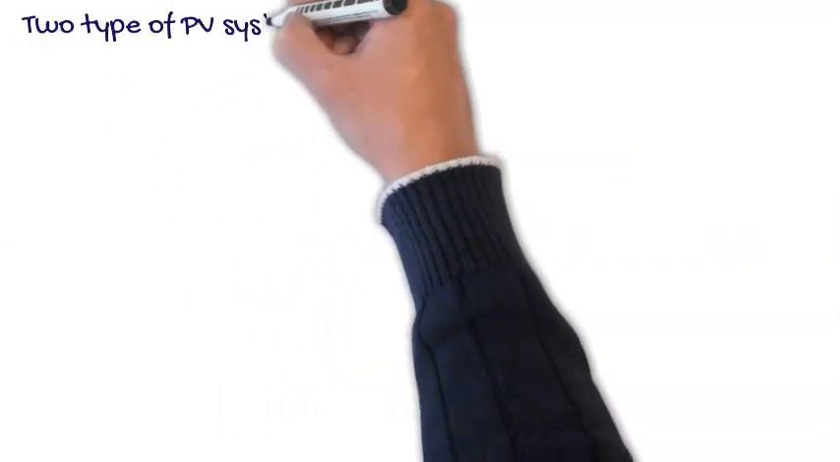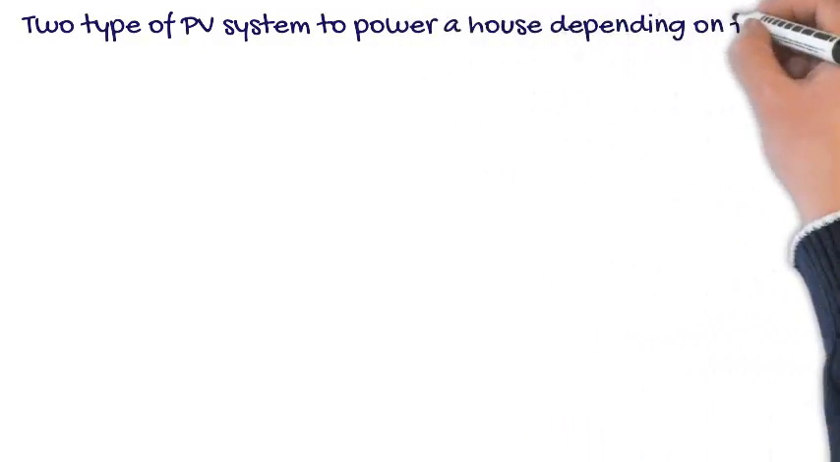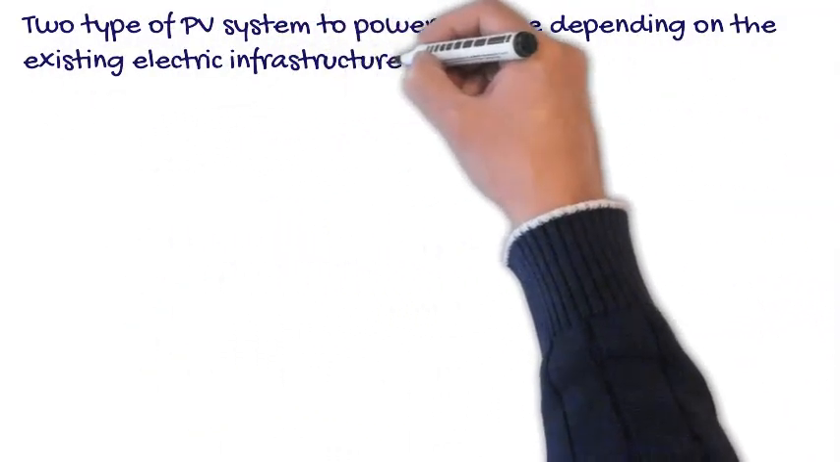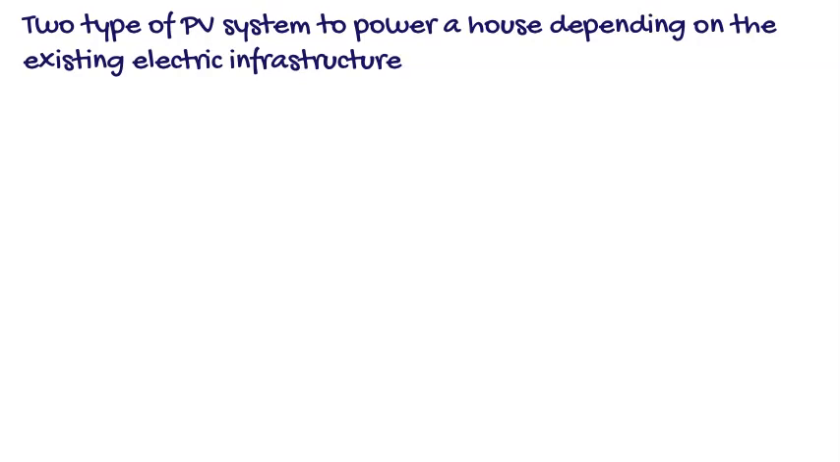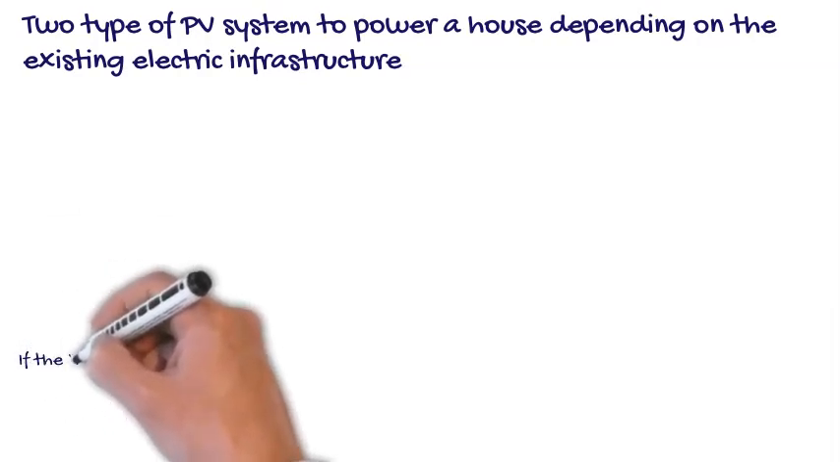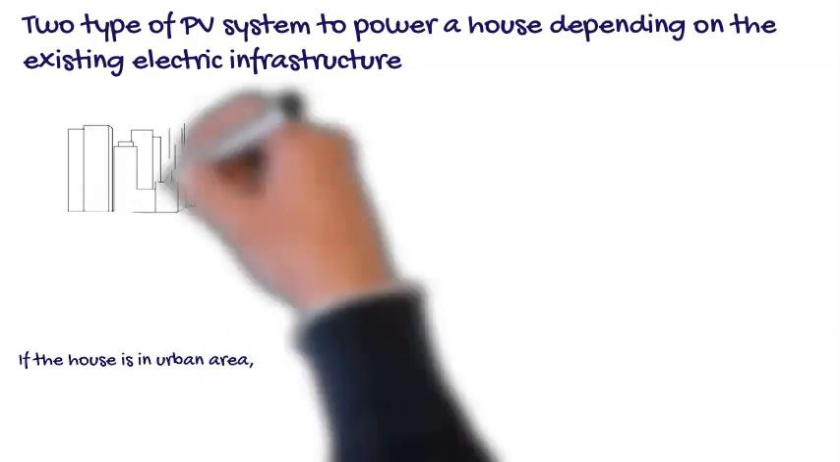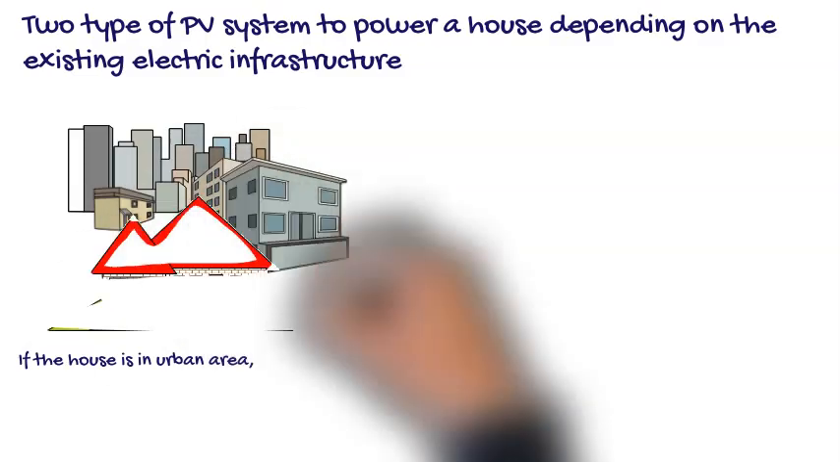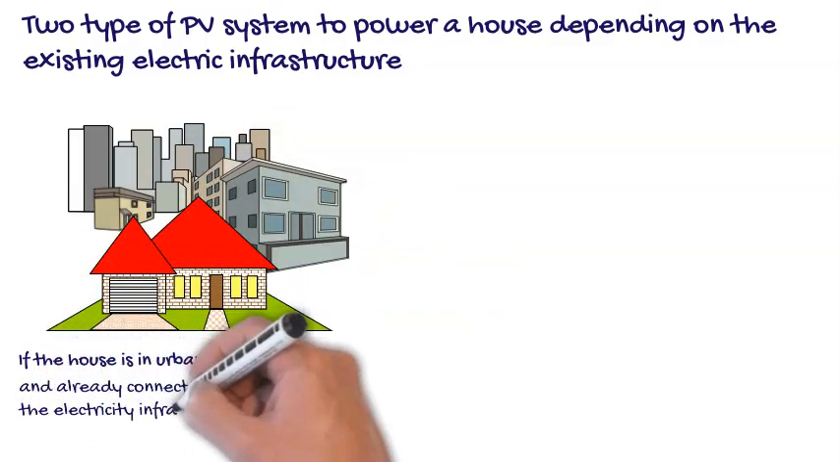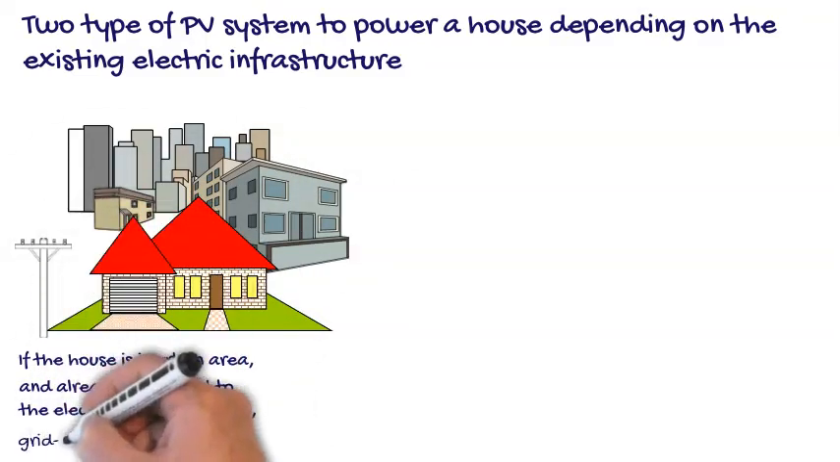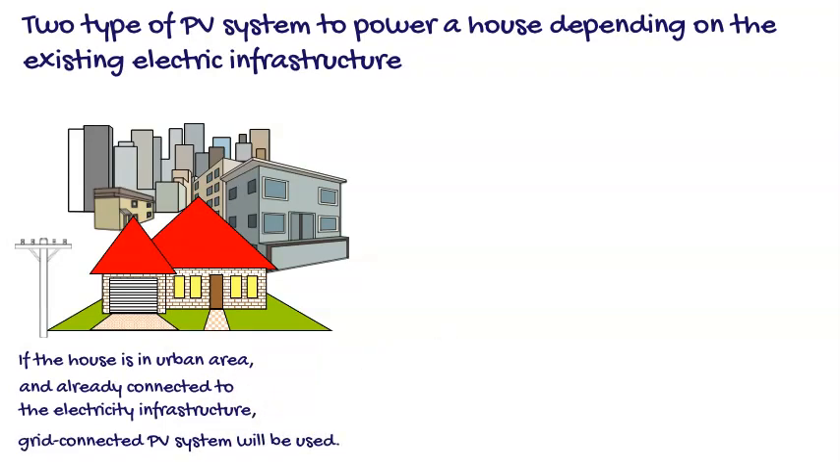There are two types of PV system that can be used to power a house, depending on the existing electric infrastructure. The choices depend on the location where the house is located. If the house is located in an urban area, normally it is already connected to the electricity infrastructure. In this case, a grid-connected PV system will be used. The PV system in this case works parallel with the existing power grid.